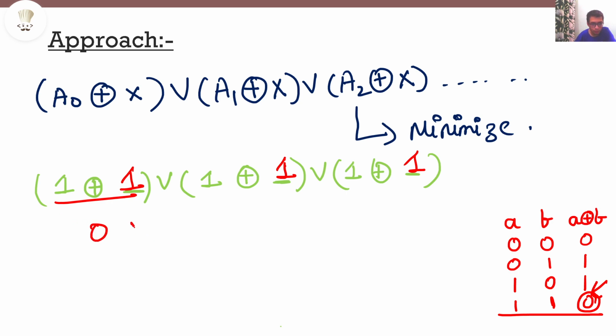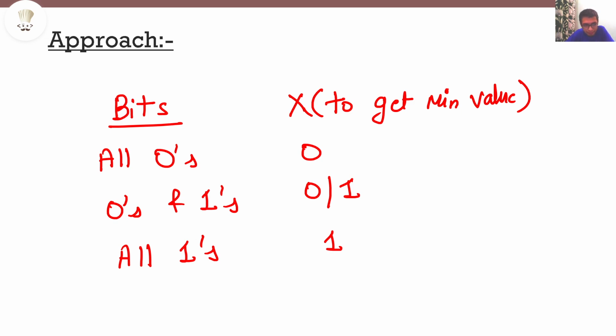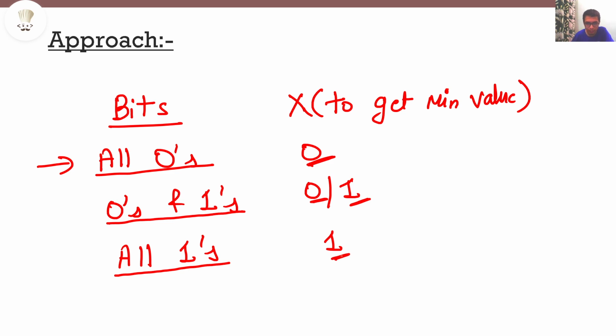So I'll get 0, or again 1 XOR 1, 0 or 0, right? Since all the elements are 0, I'll get a 0 in this case. To get the minimum value out of the expression, if all the bits are zeros, then x has to be 0. If we have some combination of zeros and ones, then x could be 0 or it could also be 1. And if all the bits are ones, then x has to be 1, to get the minimum value out of the expression.